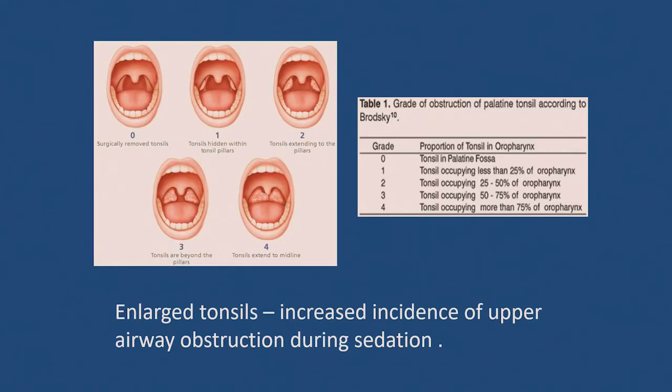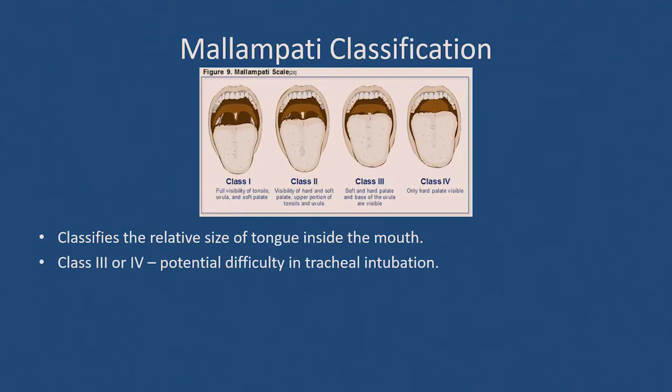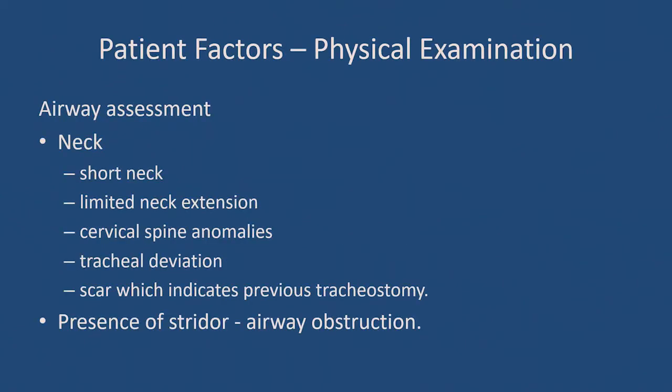Grading of tonsil size should be done, as increased size is associated with upper airway obstruction during sedation. Scoring systems, such as the Mallampati classification, can be used to assess the size of the tongue relative to the surrounding structure and the degree of difficult airway during intubation. Airway assessment also includes examination of the neck for shortness, limited extension, spinal anomalies, tracheal deviation, and surgical scars. Presence of stridor indicates airway obstruction.